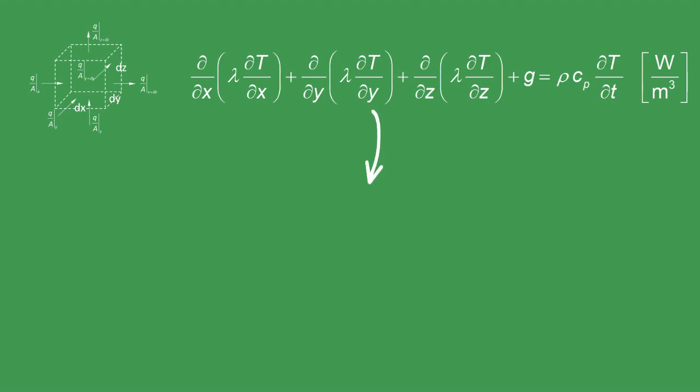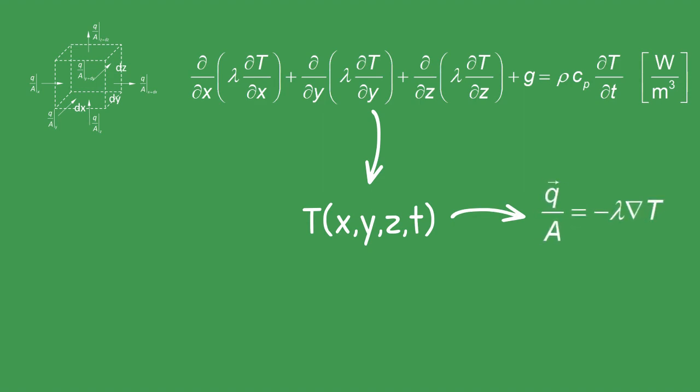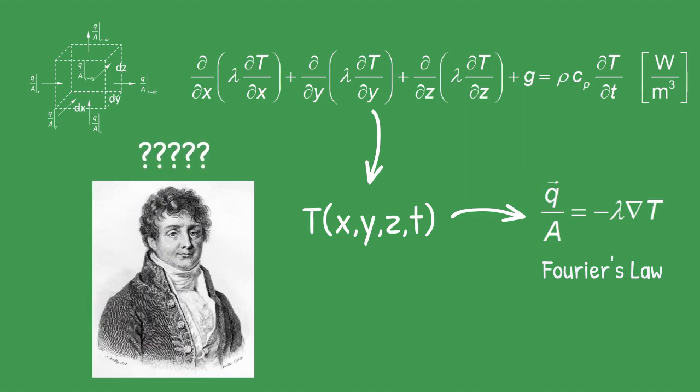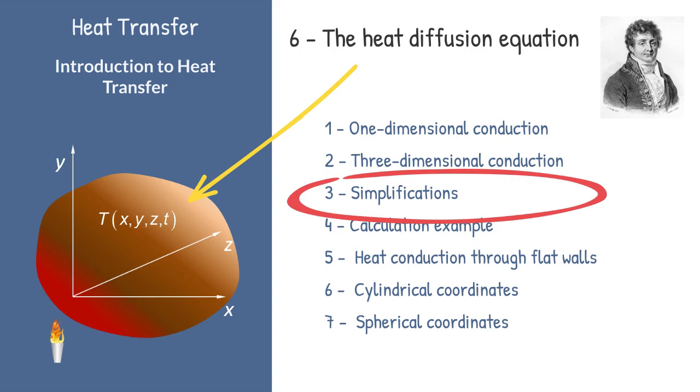Solving this partial differential equation, you can find the temperature field. Knowing the temperature field and applying Fourier's law, you can calculate the heat flux at any point in the solid. The problem with this equation is its complexity, which led Fourier to develop the Fourier series to obtain an approximate solution. Let's analyze which simplifications we can make for obtaining analytical solutions of the heat diffusion equation.